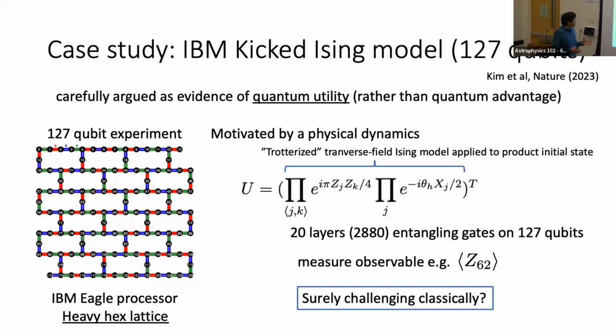they tried to simulate a local observable under some physically motivated circuit. This looks a bit like the transverse field Ising model. And you can, in a naive sense, argue that this looks like it should be very hard to simulate classically. But without going into the details of the story, the end result is that there's a very simple classical heuristic to obtain the same result.